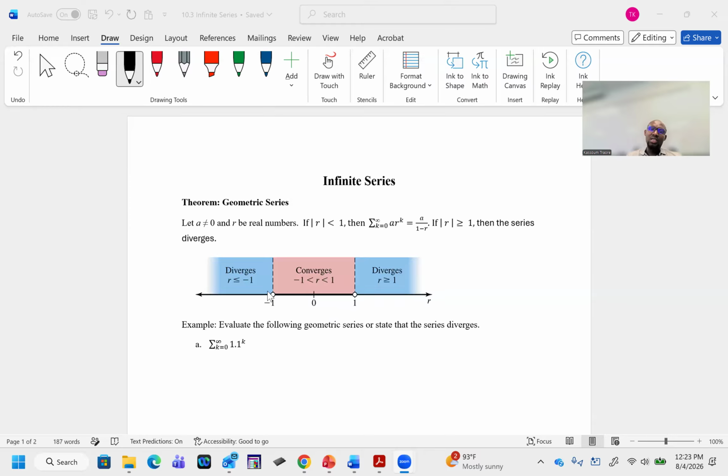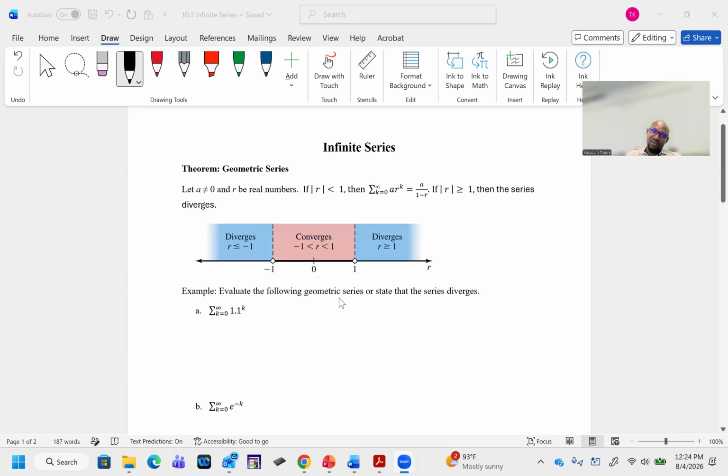So the r is important to knowing if the series converges or diverges. You can see if r is less than or equal to -1, the series diverges. And also if r is greater than or equal to 1, the series diverges. So it only converges if -1 is less than r is less than 1. So let's jump in and start with the first question.